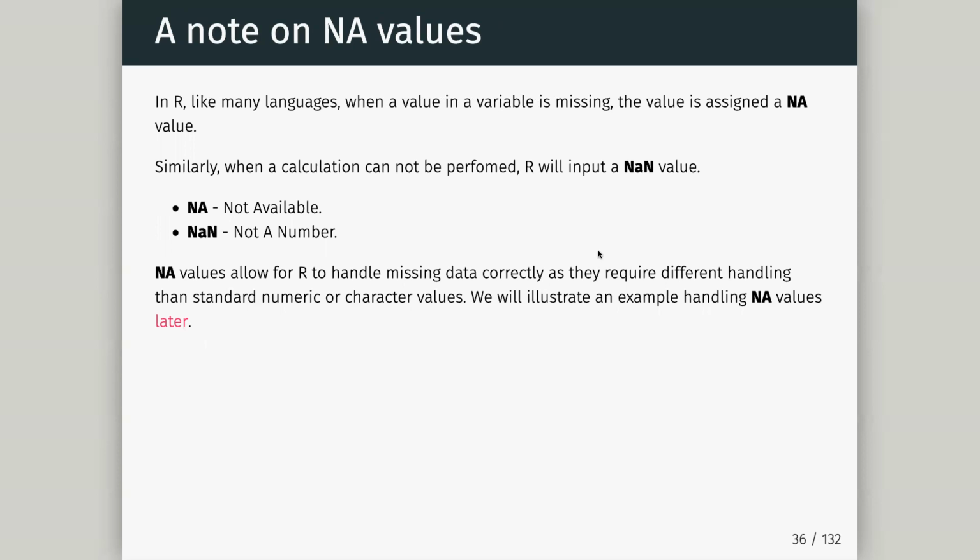So R, like many languages, has a value to deal with strange situations, like trying to pull out something which isn't available, or I can also have situations where I do a calculation and it just can't be performed. I'm trying to times a word by 2. It's going to say, what are you trying to do? And it will give me back an NaN value. So NA means not available. NaN means not a number. So what it's trying to say is, I couldn't give you a number.